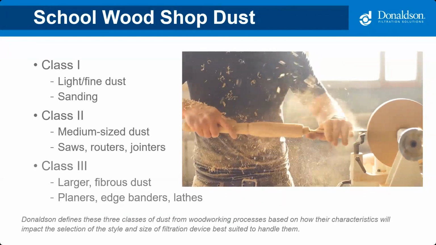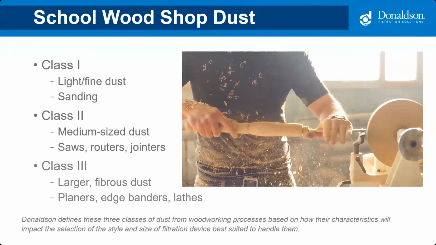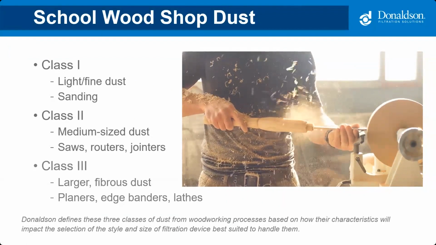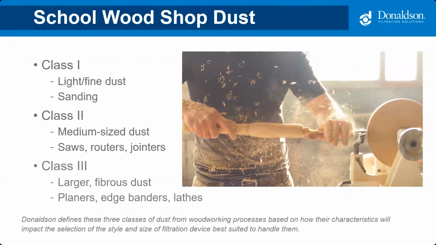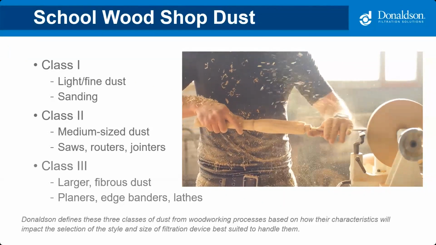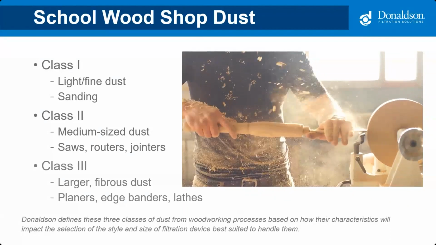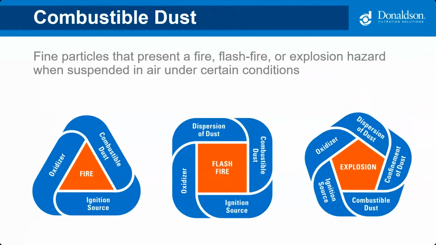There's class 2, which is a medium-sized dust, such as generated from saws, routers, and joiners. And of course, class 3 is the larger sized dust, such as dust generated from planers, edge banders, and lathes, which is being shown in this video. It's generating quite a bit of large dust.